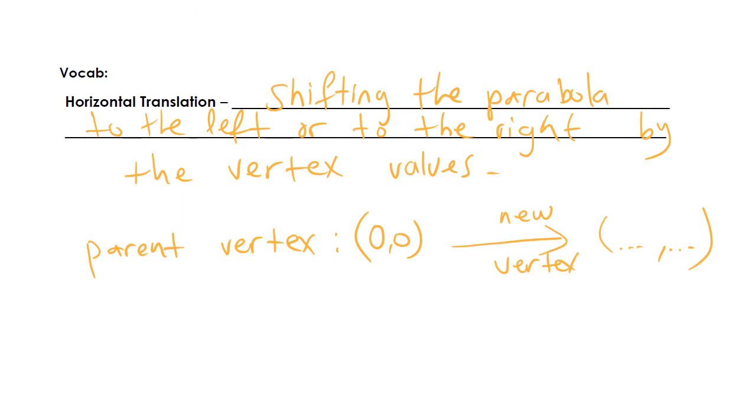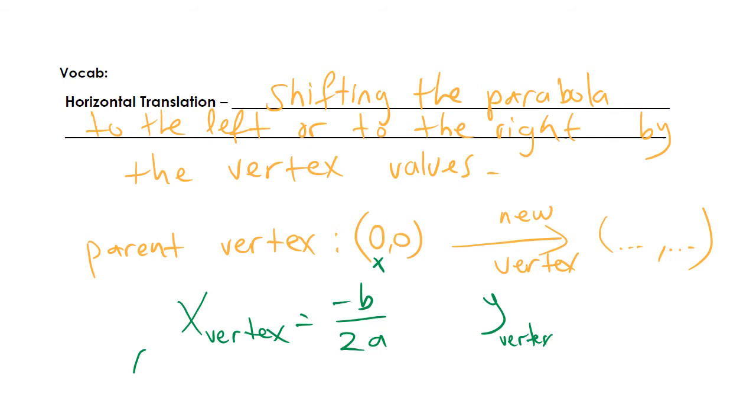When we are looking at the shift, we look at the x value of the vertex because that's going to tell us the horizontal translation. And the y value of the vertex is going to give us the vertical translation. As far as finding the vertex, we should know that x vertex can be found by negative b over 2a, and the y vertex can be found by plugging x vertex into the function.